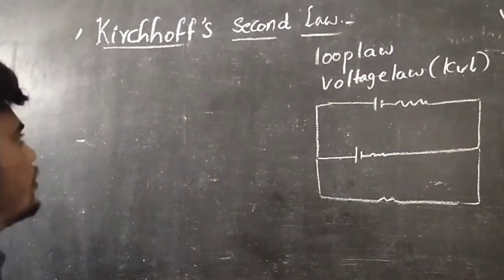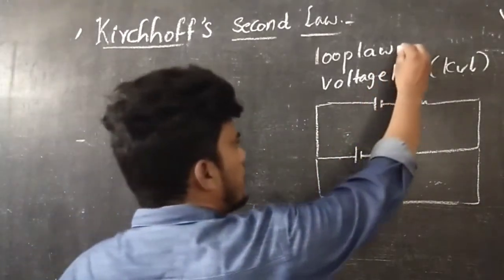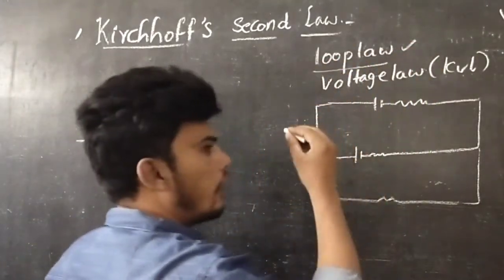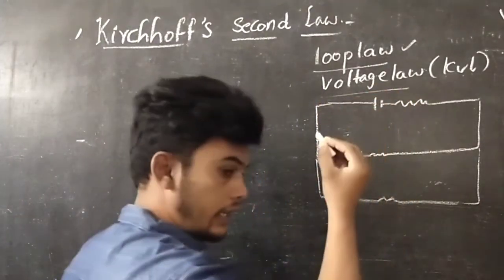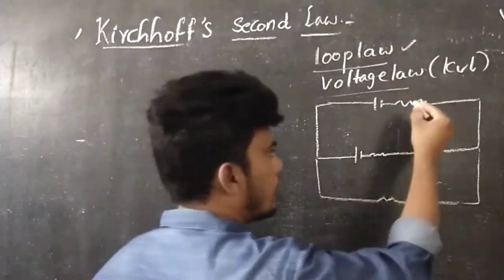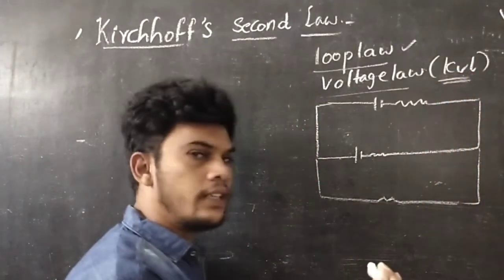Look here, Kirchhoff's second law is also called the loop law. It is also called Kirchhoff's voltage law. In short form it is called KVL. KVL means Kirchhoff's voltage law.